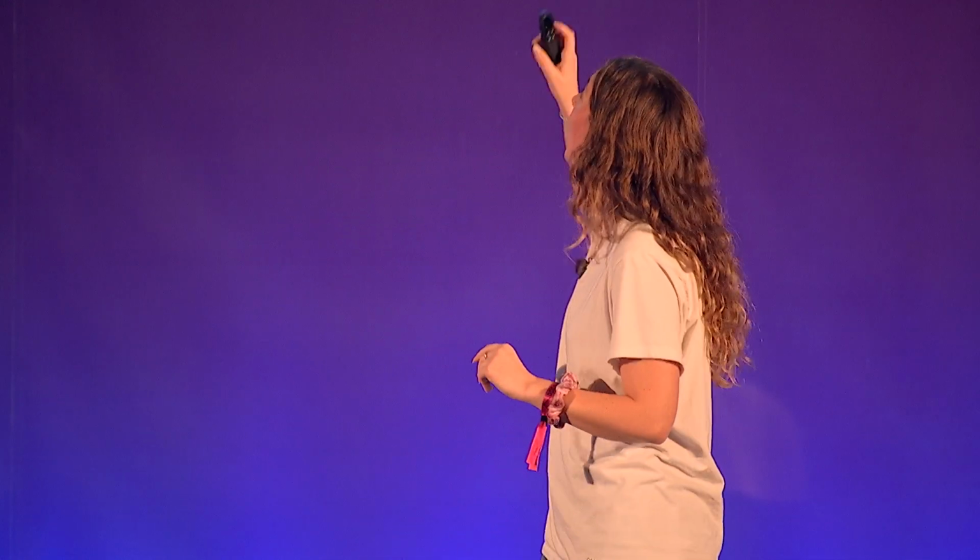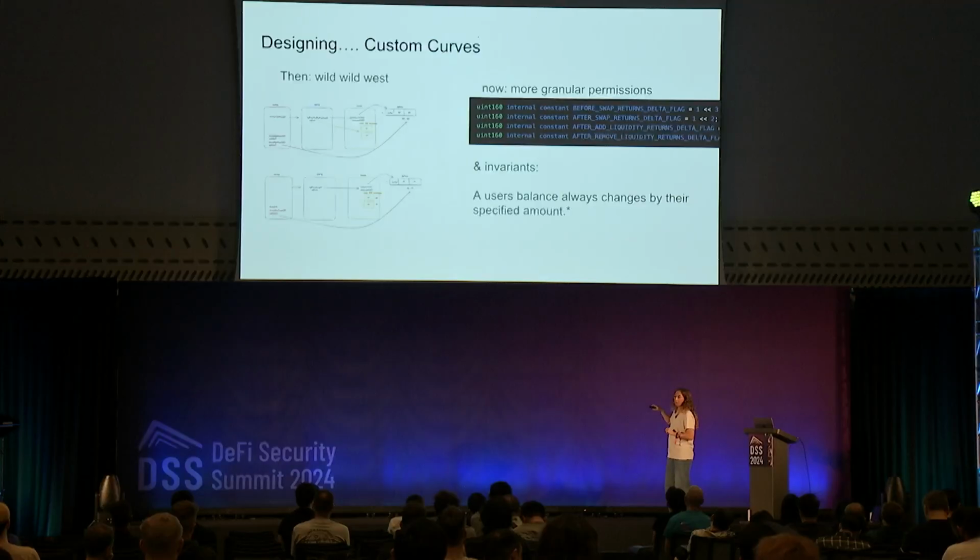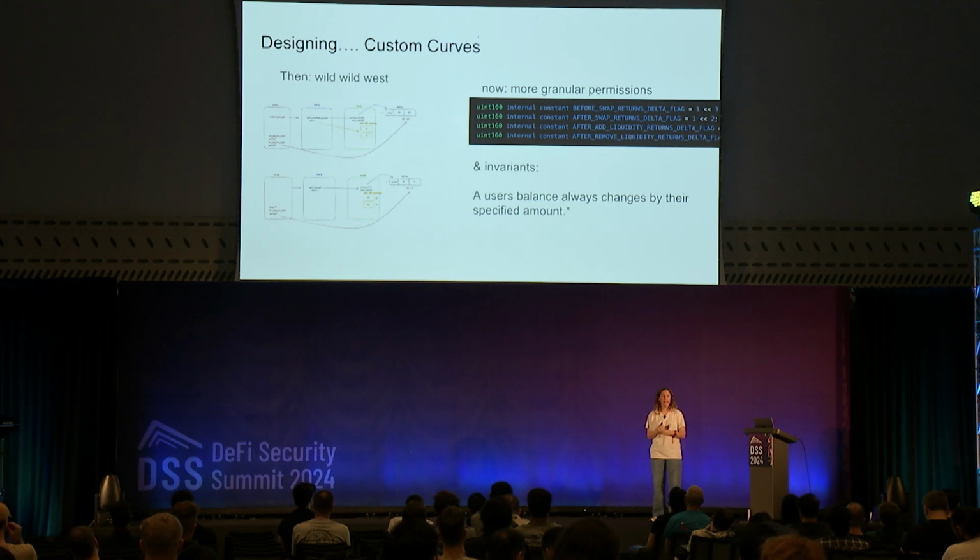You can see these 4 permissions outlined here: before swap returns delta flag, after swap returns delta flag. The design really hinges on this invariant that a user's balance always changes by their specified amount. So if a user specifies swapping 100 USDC, they will swap 100 USDC. A hook cannot say, actually, we want the user to swap 110 USDC on the pool. That was a really important invariant for us to keep, and it meant that we actually had to increase some of the code complexity.